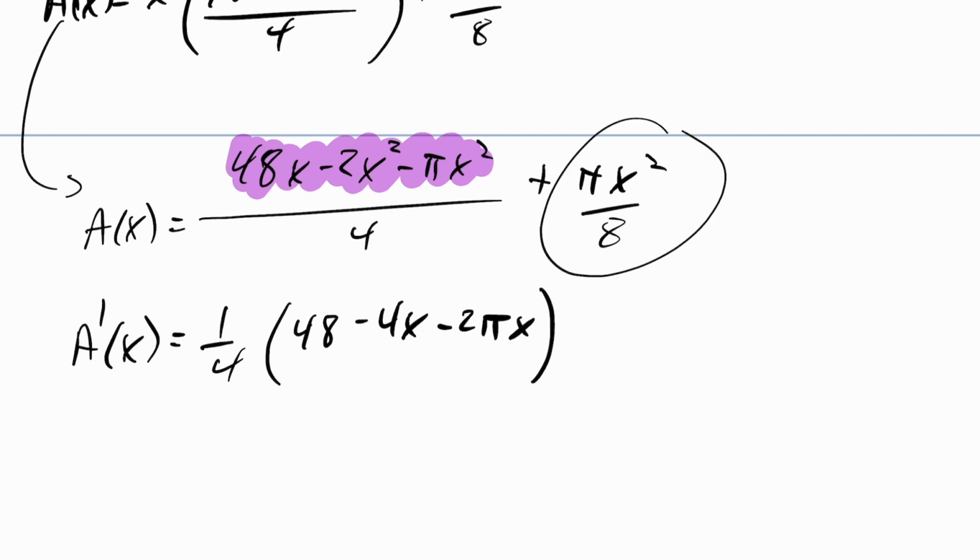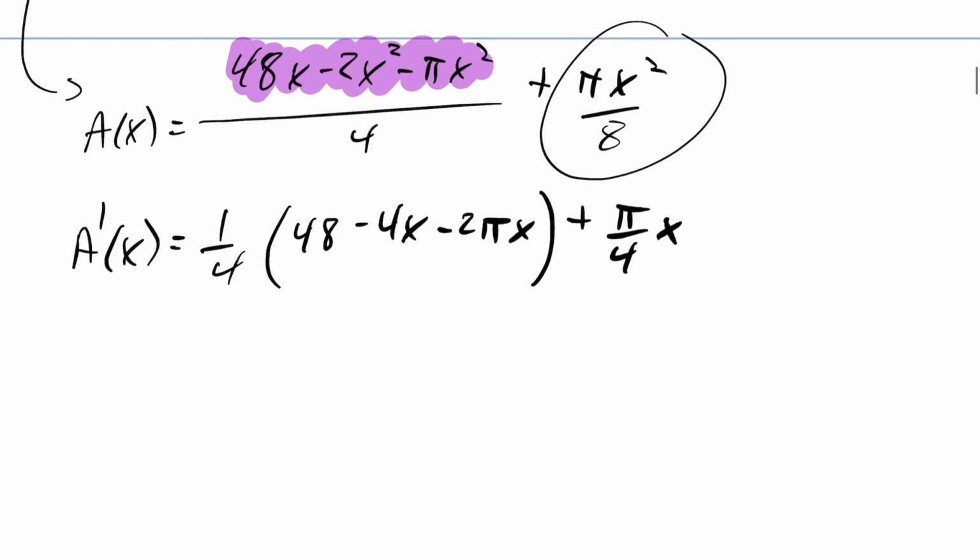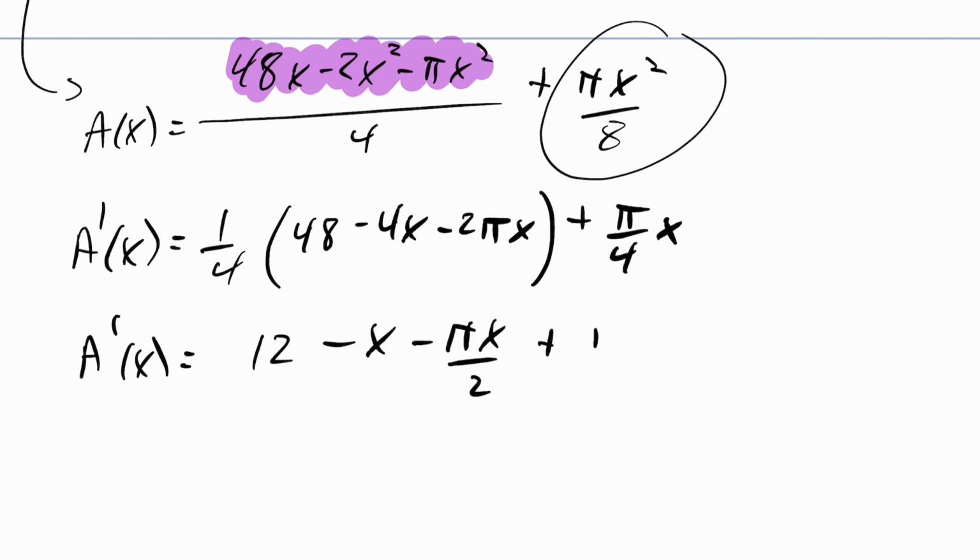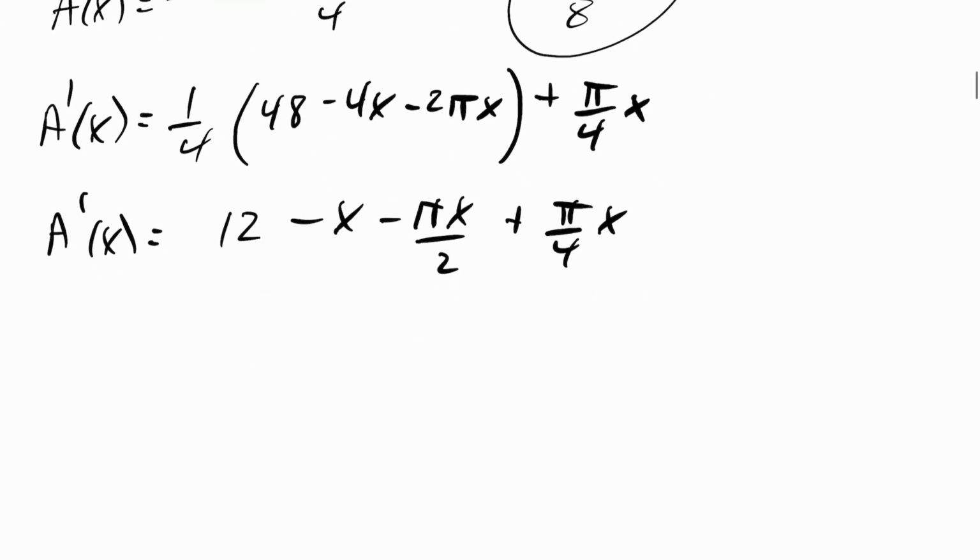And then taking the derivative of this, again, the power rule kicks in. You drop down that 2. We can simplify that 8. That'll be pi over 4 x. Right, so therefore, A prime of x, distributing the quarter, I'm going to end up getting 12 minus x minus pi x over 2 plus pi over 4 x. So again, looking to find these critical points here. There are no values where the first derivative is undefined, but there will be an x value where it is 0. So I'm going to go ahead and set this equal to 0.